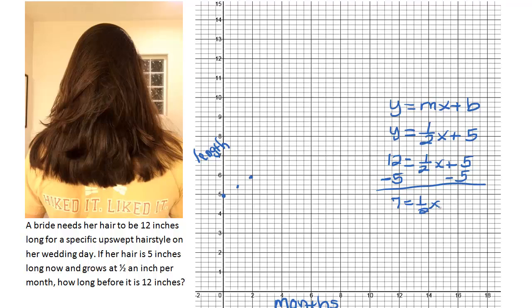If we want to get the x by itself, the opposite of multiplying by 1/2 is multiplying by the reciprocal, or 2. But if I multiply the right side by 2, I need to multiply the left side by 2, and 14 months is our answer.